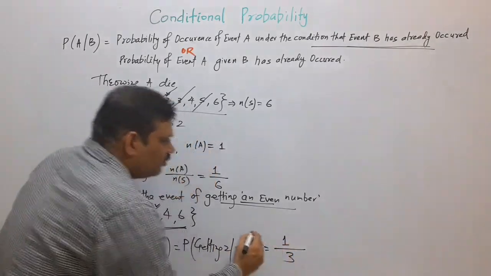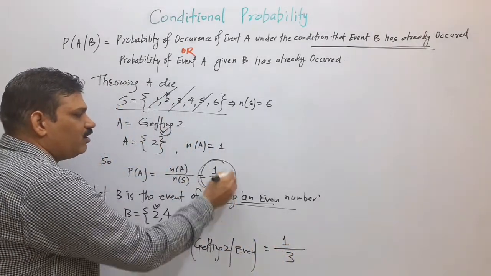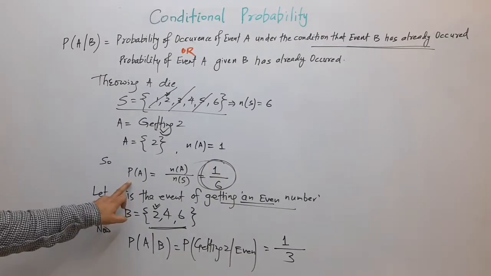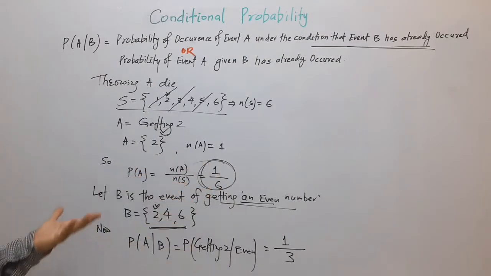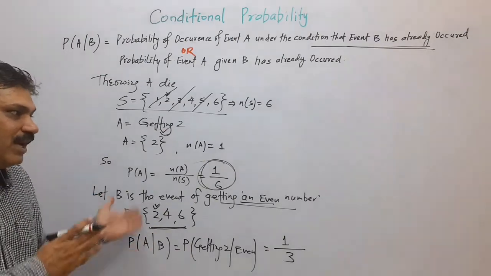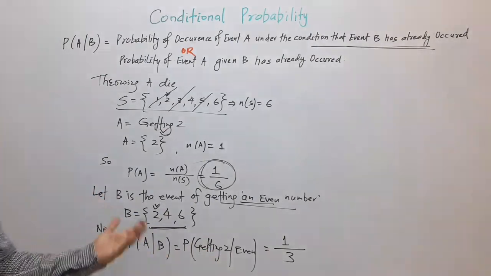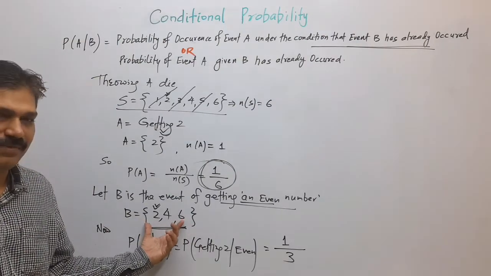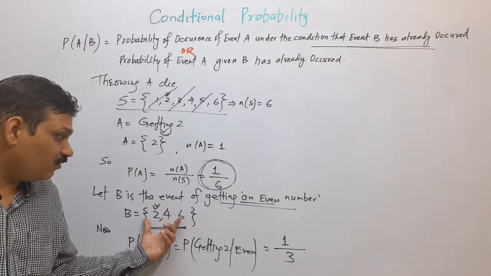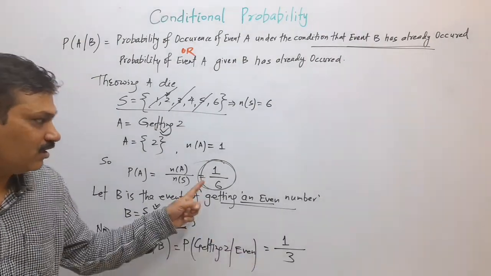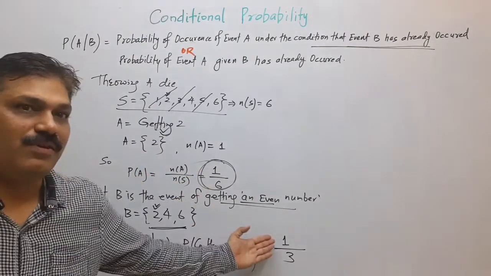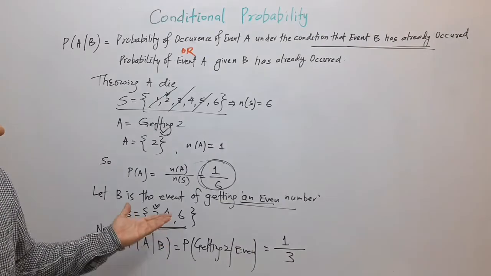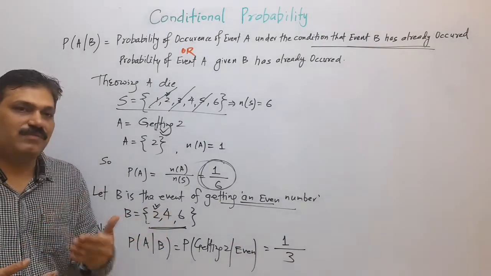1 by 3. So here the unconditional probability of getting 2 was 1 by 6, whereas the conditional probability, if B has occurred, is double, because there are only 3 sample points, and out of these 3, 1 is in our favor. Here there was 1 out of 6 and here the probability is 1 out of 3. So this is what we call conditional probability.